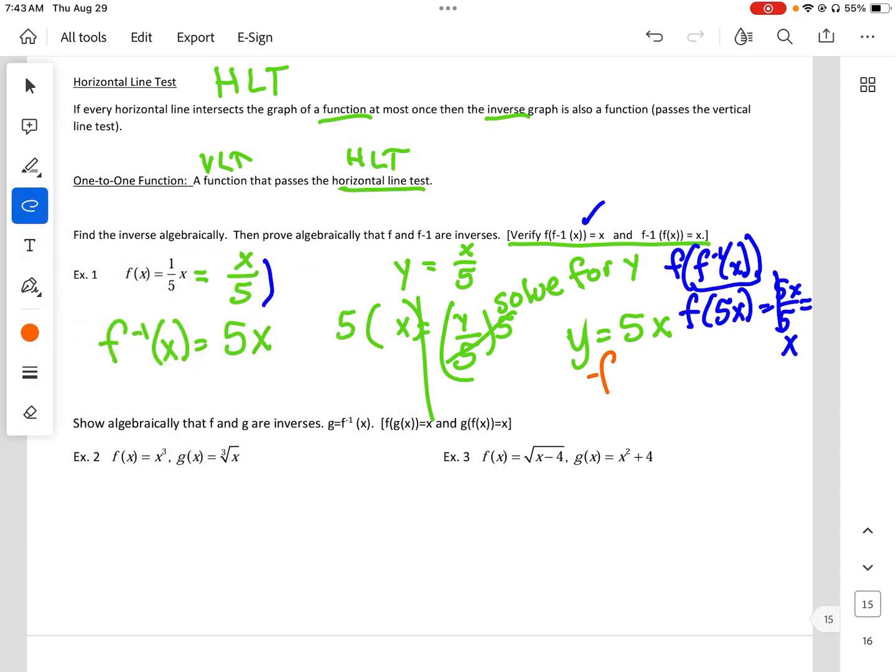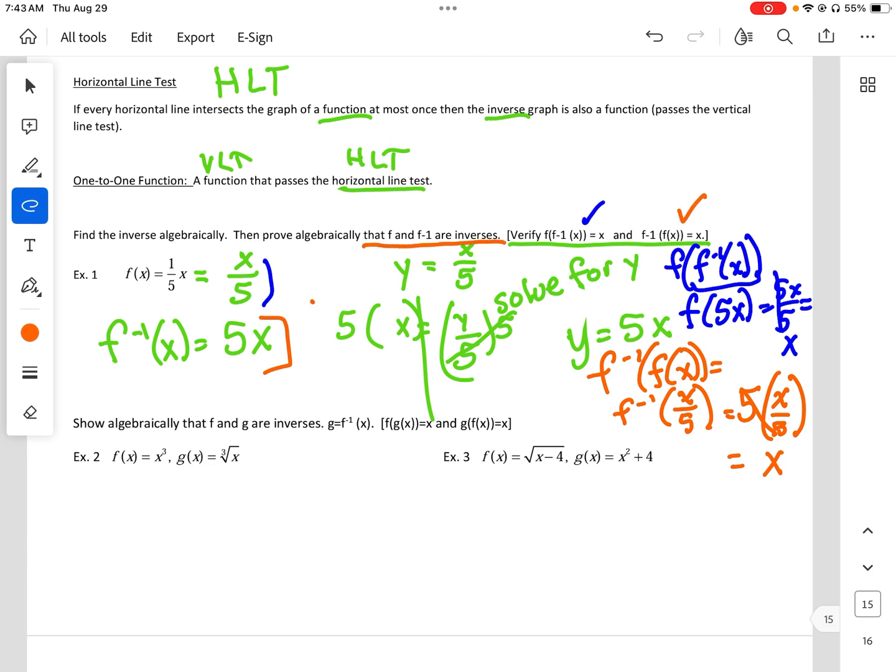Now we're going to do the inverse function with f of x in it. That's really f of negative 1 and then x over 5. We're going to plug in x over 5. Here's our original function. So it's 5, and we're going to plug in x over 5. Whenever you multiply those, you actually get x. So we just verified both of those. We just proved that they are inverses. That's how we proved it.